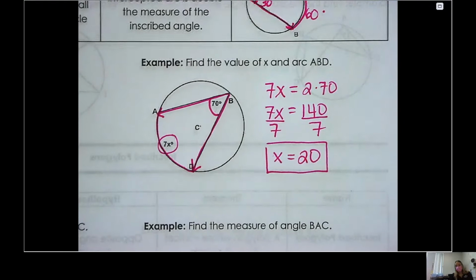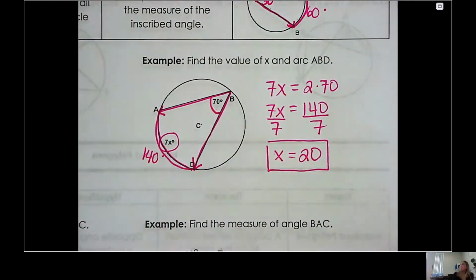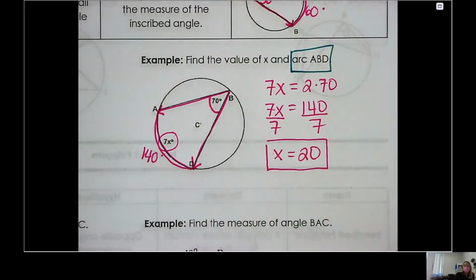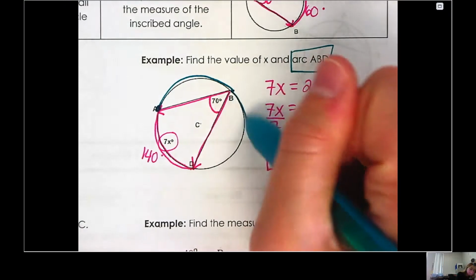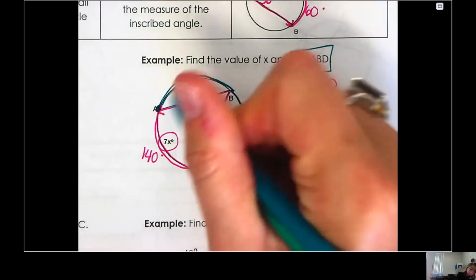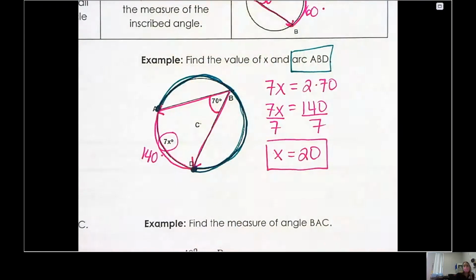X is 20. If I plugged in 20, what should I get over there? 140, right? Double 70 should get you to 140. So now you figured out this piece right here. You know this piece is 140. You know that piece is 70. Fantastic. But it also asks me to find arc ABD. So arc ABD means you start at A, you go through B, and you end at D. So I still want to know this blue piece of the arc. What am I going to have to do to figure out that blue piece?